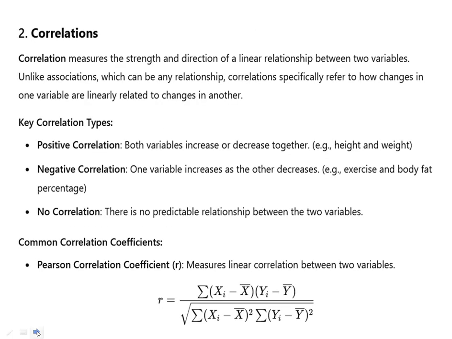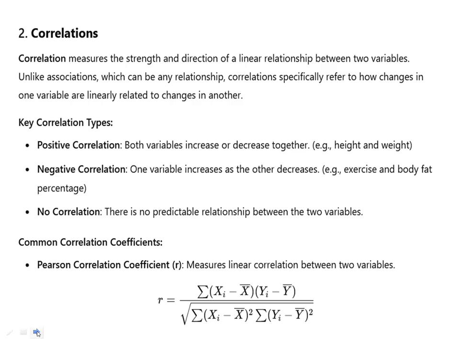Correlation measures the strength and direction of the linear relationship between two variables. Unlike association, correlation specifically refers to how changes in one variable are linearly related to changes in another. The key correlation types are positive correlation, negative correlation and no correlation. In positive correlation both variables increase or decrease together, for example height and weight. Negative correlation, for example, is exercise and body fat percentage. And no correlation means there is no predictable relationship between the two variables.